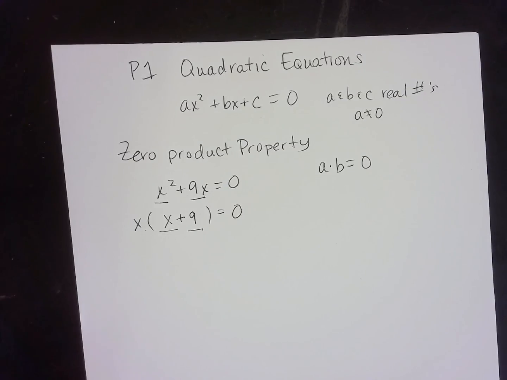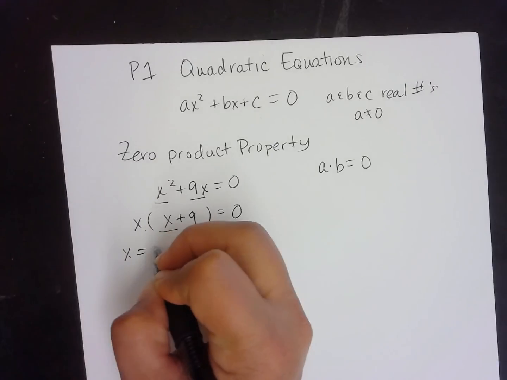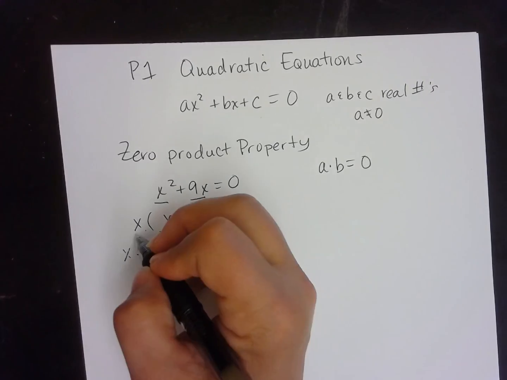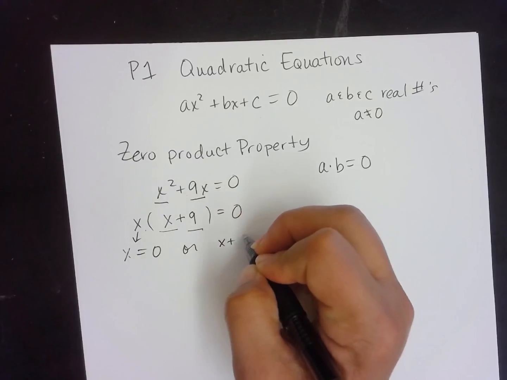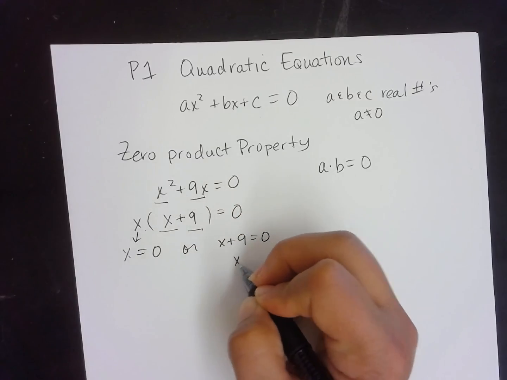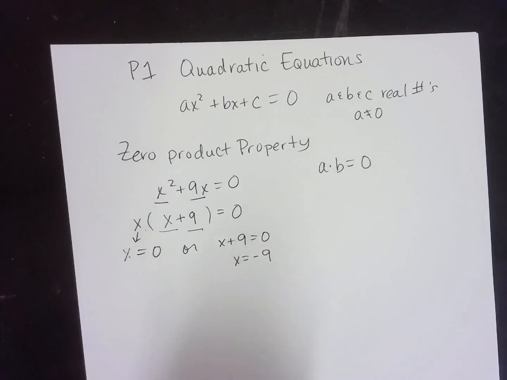If I have two things, they're multiplied together, and they're equal to 0, then that means that either this first one has to be 0, x equals 0, that comes from this one, or x plus 9 equals 0, implying that x equals negative 9. And so my quadratic equations can have 0, 1, or possibly 2 solutions, as I just showed. This one had 2.